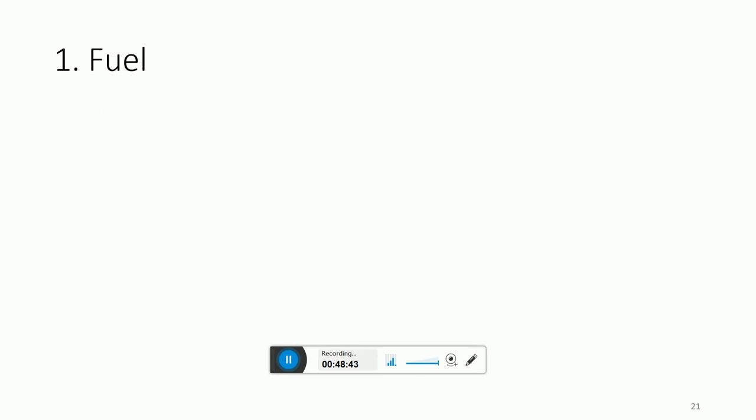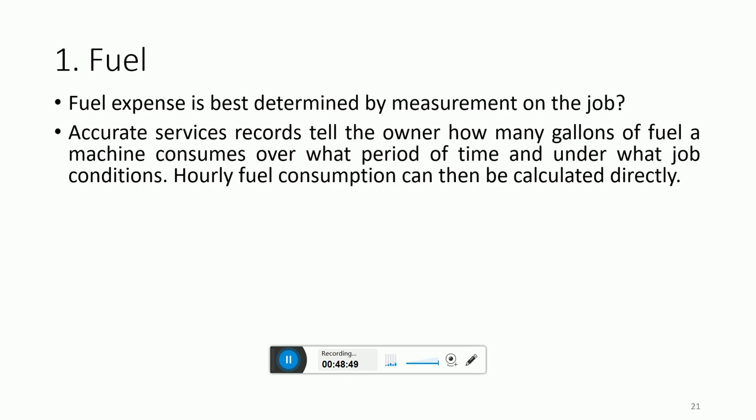So the first one, now we are going to consider the fuel. Fuel expense is usually best determined by measurements on the job. Accurate service records show the owner how many gallons of fuel a machine consumes over what period of time and under what job condition. Hourly fuel consumption can be calculated directly. So different machines consume different amounts of fuel on the same job. Similarly, they have different fuel consumption if the job condition is changed.